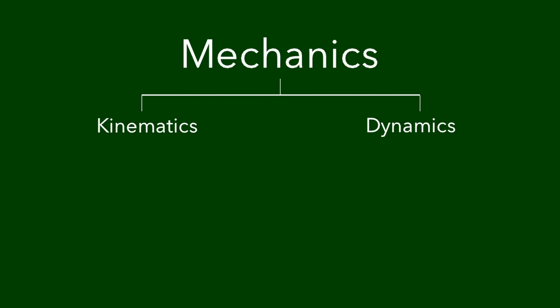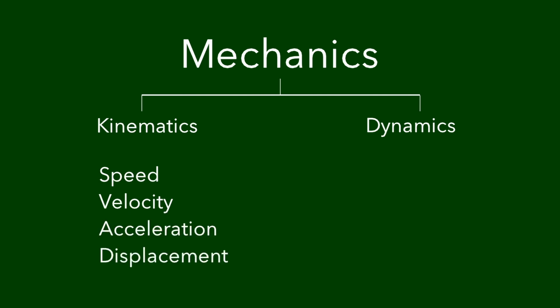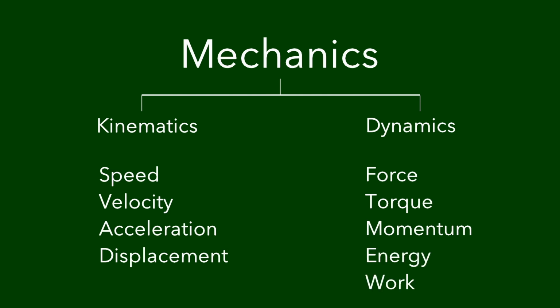In kinematics, we study the motion of an object without an external force. In dynamics, we study the behavior of an object when an external force is applied. Examples for each category are given in these two charts. Under kinematics we have speed, velocity, acceleration and displacement. Under dynamics we have force, torque, momentum, energy and work. With that brief introduction to classical mechanics, let's look at the motion of an object in a straight line.